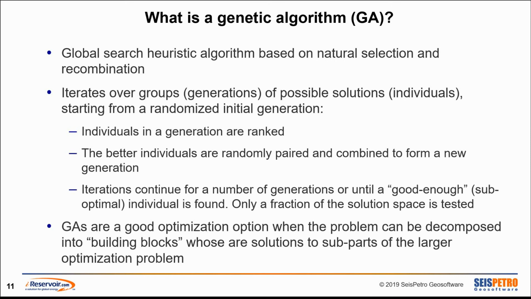In general, we could say that genetic algorithms are a good optimization option when the problem can be decomposed into what are called building blocks, whose solutions are subparts of the larger optimization problem, or for problems that are combinatory in nature, which is similar to what we will try to do here in the petrophysical optimization.